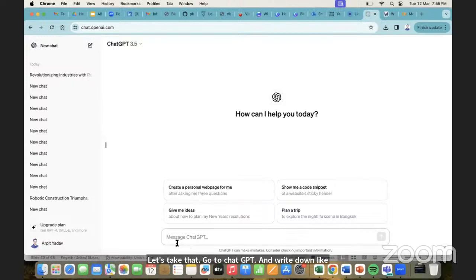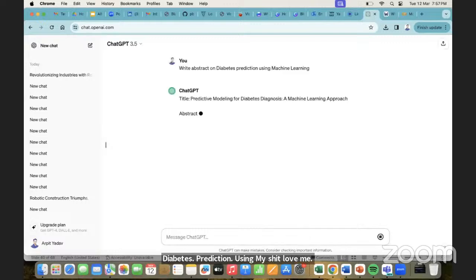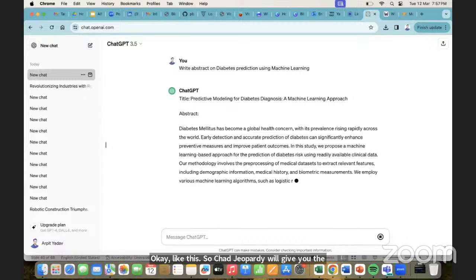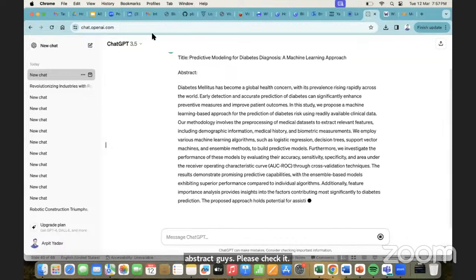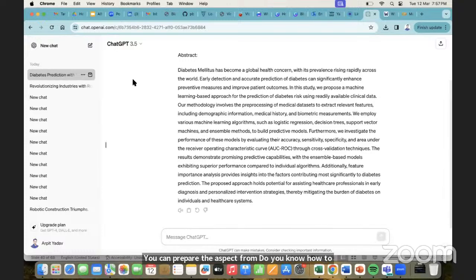Suppose I am giving the project diabetes prediction using machine learning. So ask ChatGPT, write abstract on diabetes prediction using machine learning. Okay, like this. ChatGPT will give you the abstract, guys. Please check it. You can prepare the abstract from ChatGPT. Do you know how to prepare this now, everyone? Go to ChatGPT, copy and paste into a Word document, and save that.